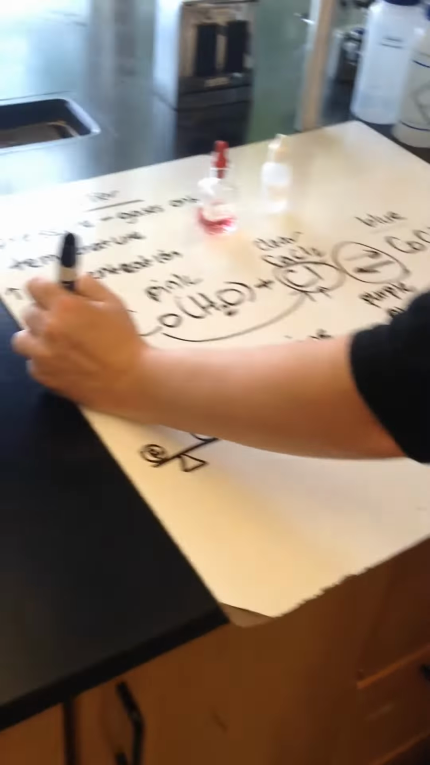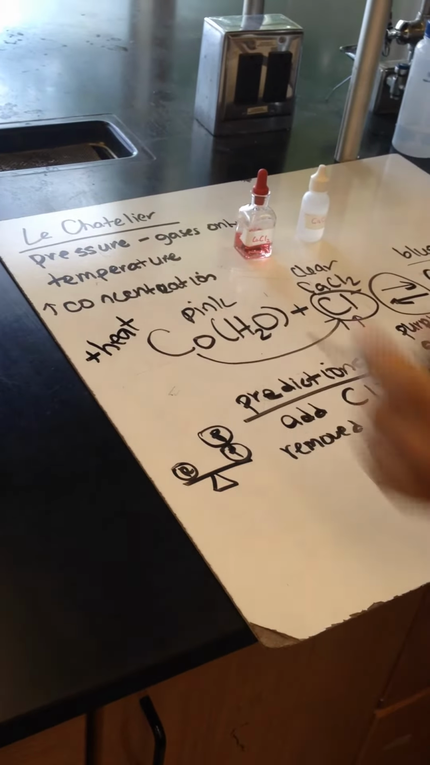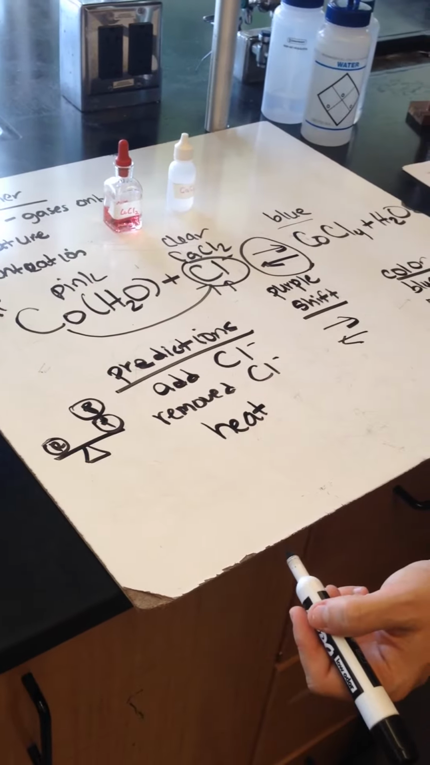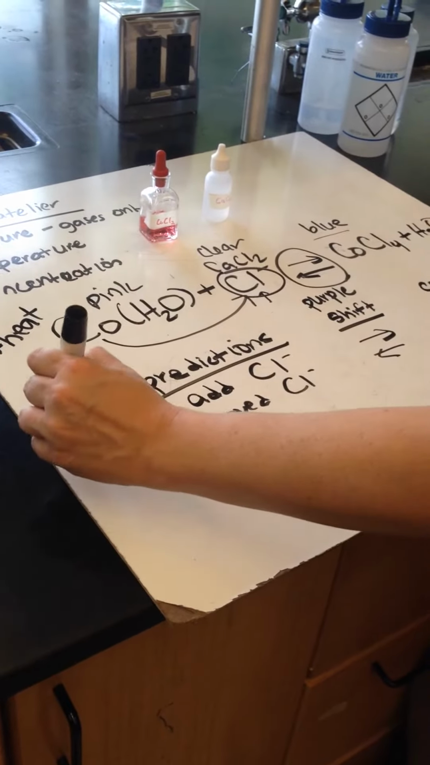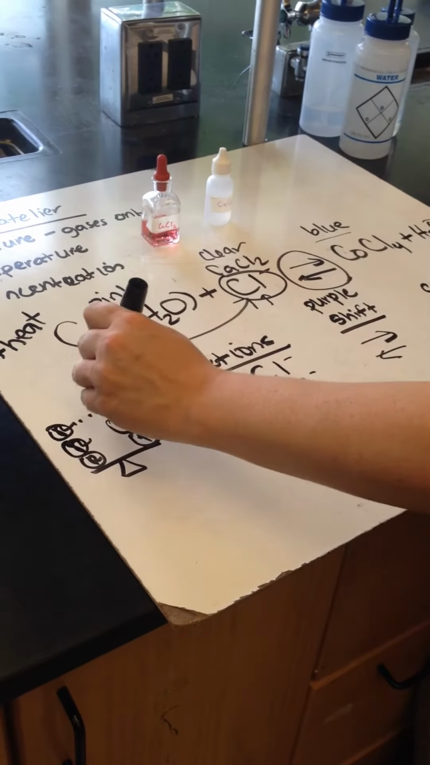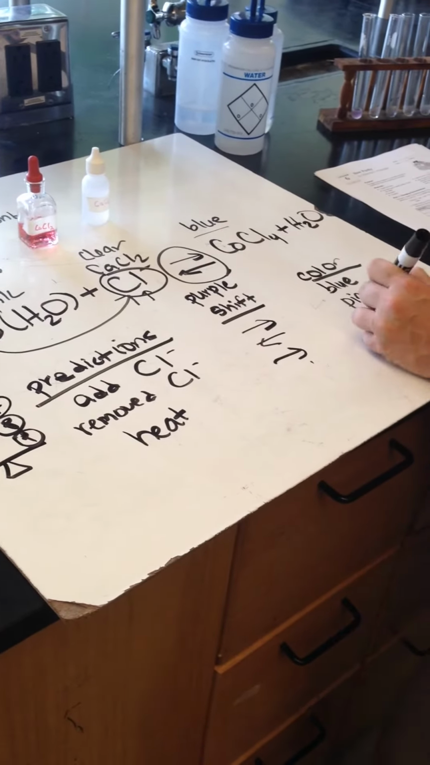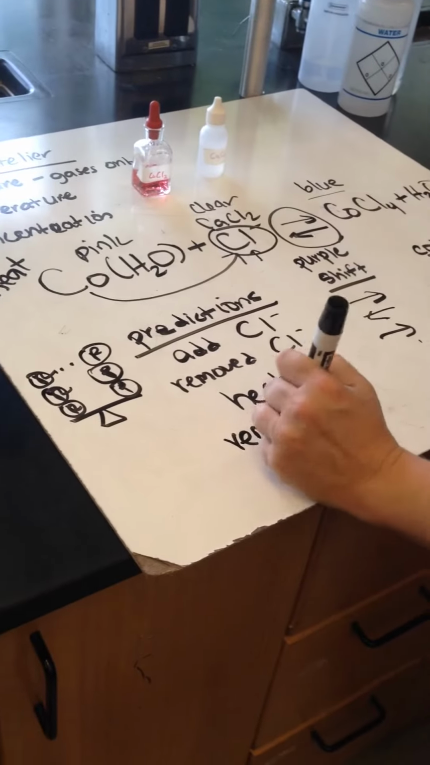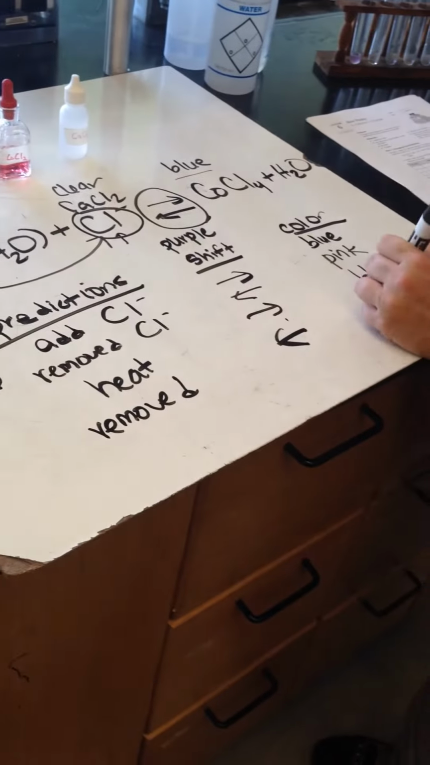And then if this is an endothermic reaction, which it is, heat is a reactant. So if we add heat here, it's like adding more reactant, and the system is going to try and make more product. So it will shift that way, and we should see blue. If we removed heat by cooling it down, we would see the opposite, right? It would shift back to pink.